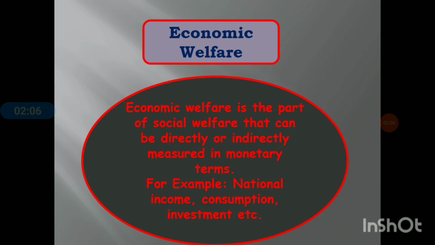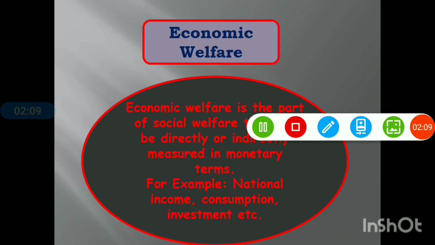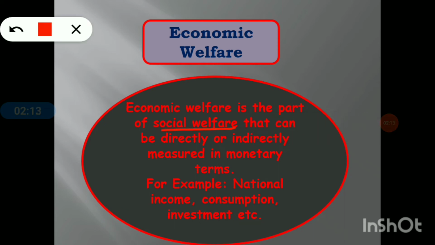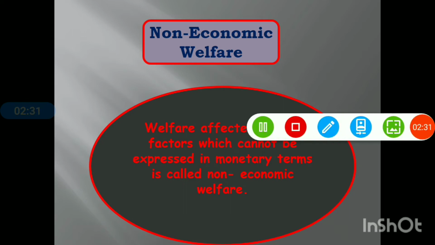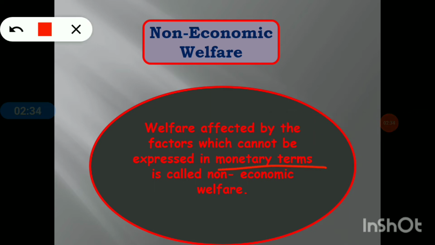So here this is the definition of economic welfare. So economic welfare is a part of social welfare also, and that can be directly or indirectly measured in monetary terms. I think this is clear, what we mean by economic welfare. So now going to the next slide, where we can see the definition of non-economic welfare. So non-economic welfare cannot be expressed in monetary terms. For example, the environment, social relations, law and order cannot be expressed in monetary terms, okay. So now move on to the next slide.